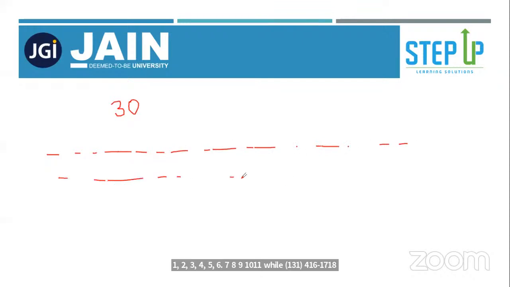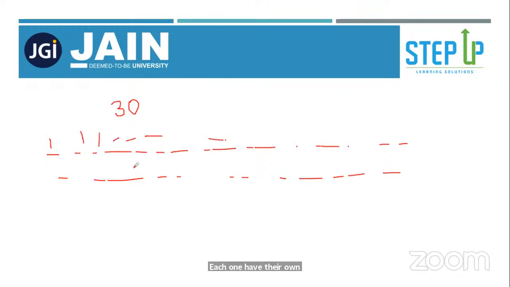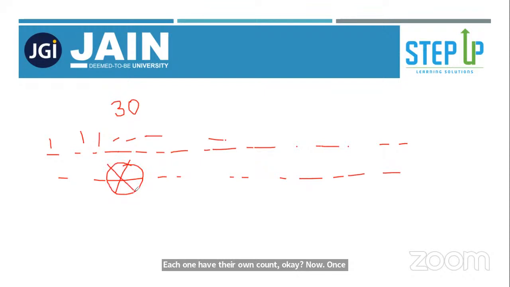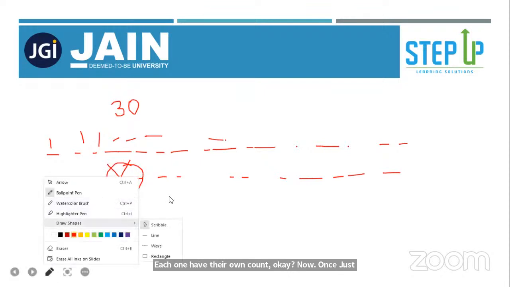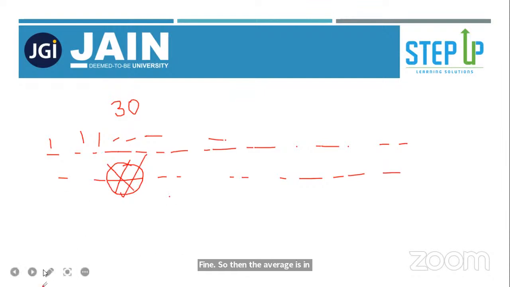Okay, there are 30 members. 1, 2, 3, 4, 5, and so on up to 30. Okay, let's say 30 members are there. Each one has their own weight. Okay, now one student is leaving. Fine. So then the average is decreasing. That means his weight is more. Got it? Now I'll show you in a simple way with 3 members.